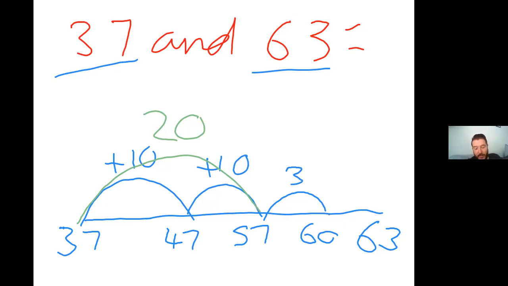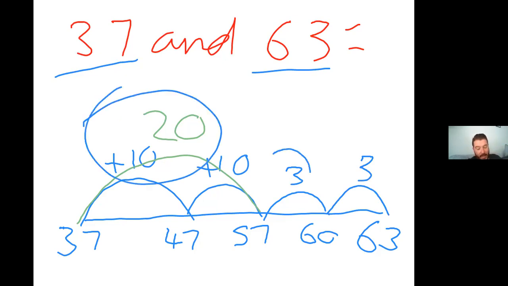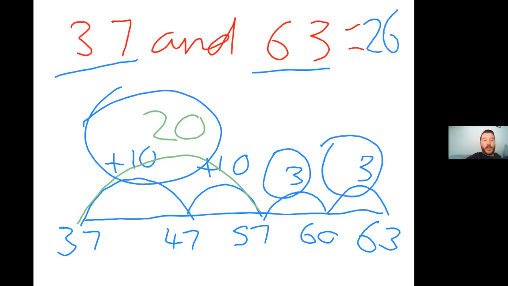Then to get from 60 to 63, nice and easy, another 3, then add up those jumps. So 20 add 3 is 23. 23 add 3 is 26. So that's how we do those trickier ones. I'll show you one more time.